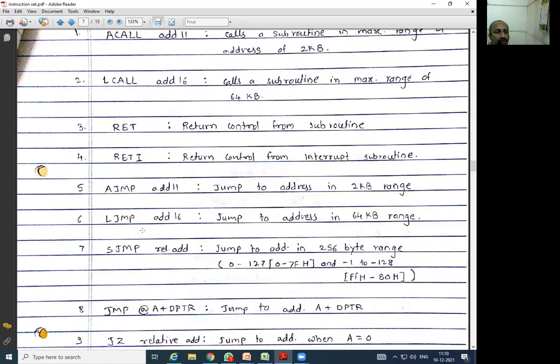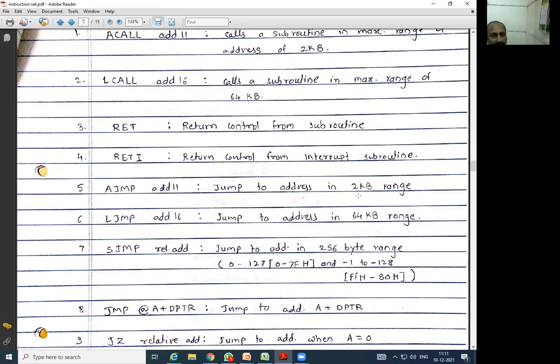The next branching instruction is AJMP. It is a jump. Here the A is correlated with addr11, meaning an address of 11 bits. What does that mean? Jump to an address within a 2 KB range. So the maximum will be 2 KB; that is the maximum address it can jump to.